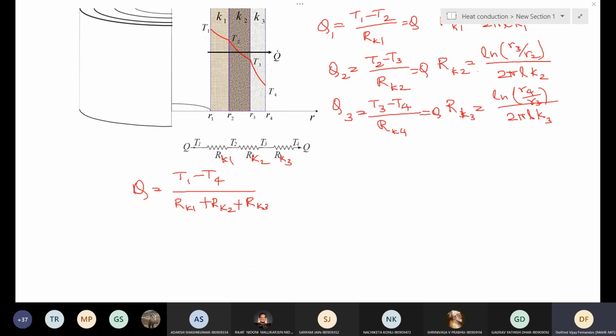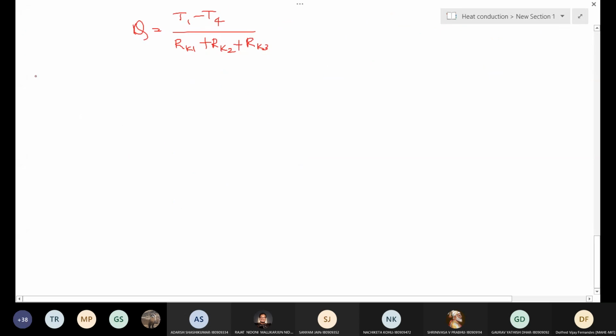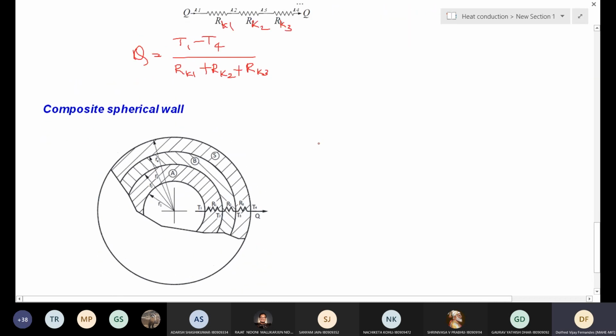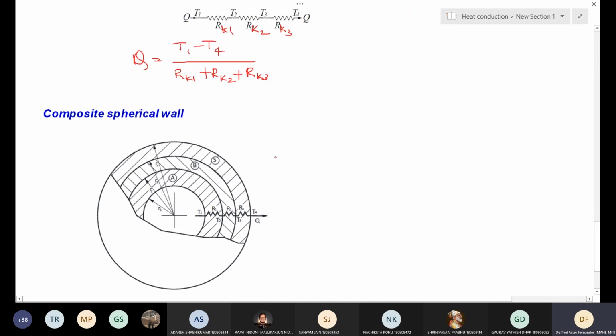So similarly, you can do it for the spherical wall. You just use the same formula here. Rate of heat transfer Q is nothing but T1 minus T4, where T1 is the surface temperature here, and T4 is the outermost wall's surface temperature, divided by the resistances RK1 plus RK2 plus RK3.